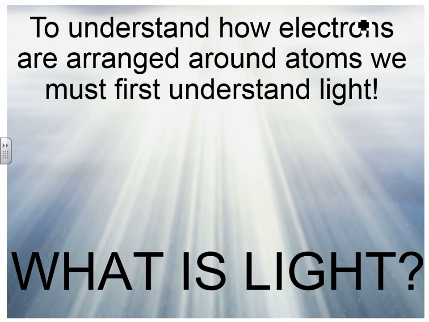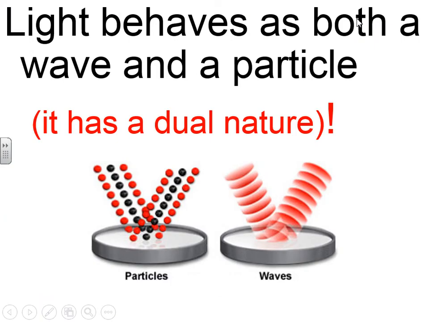We know that it has a strange nature to it, but we still study it, and we find new and new ideas as we try to understand light. But light will be the key to us understanding electrons. We must first understand light. So let's dive in. Light behaves as both a wave and a particle.